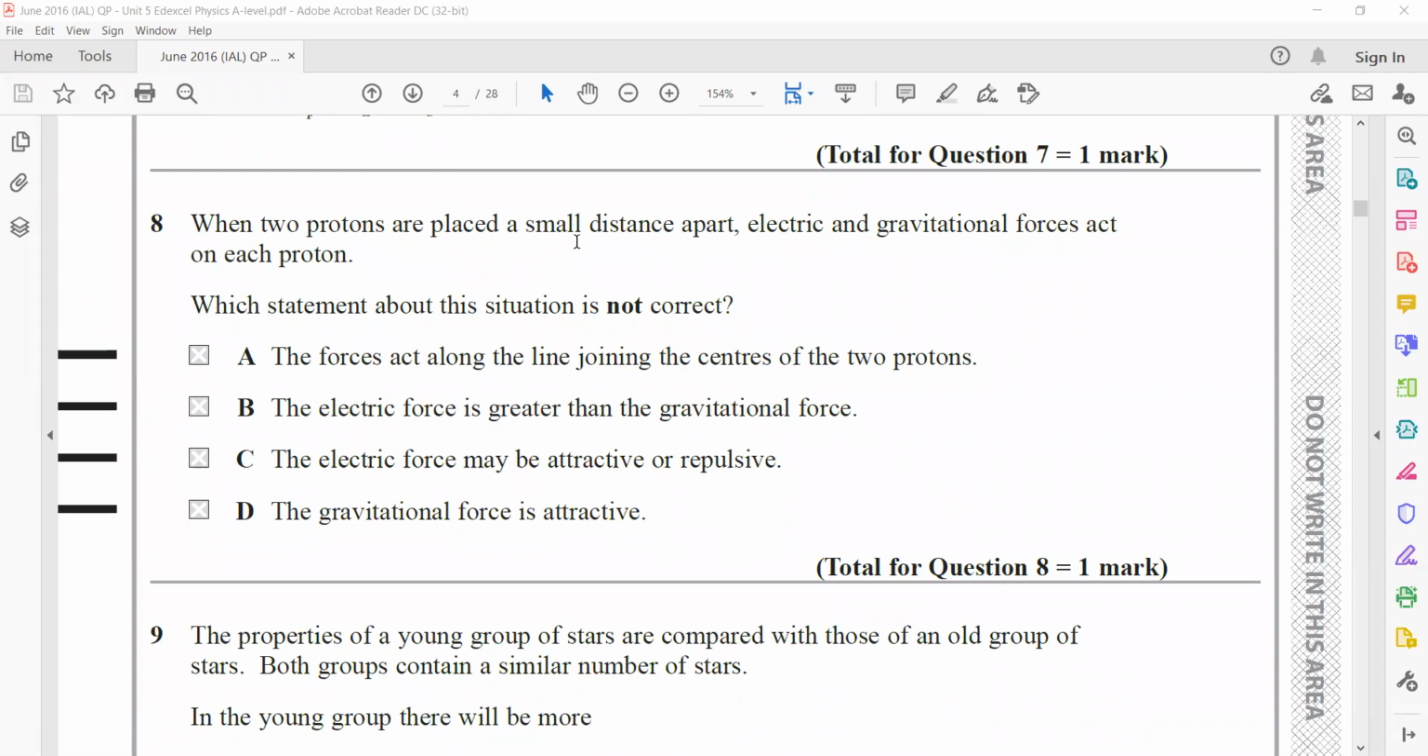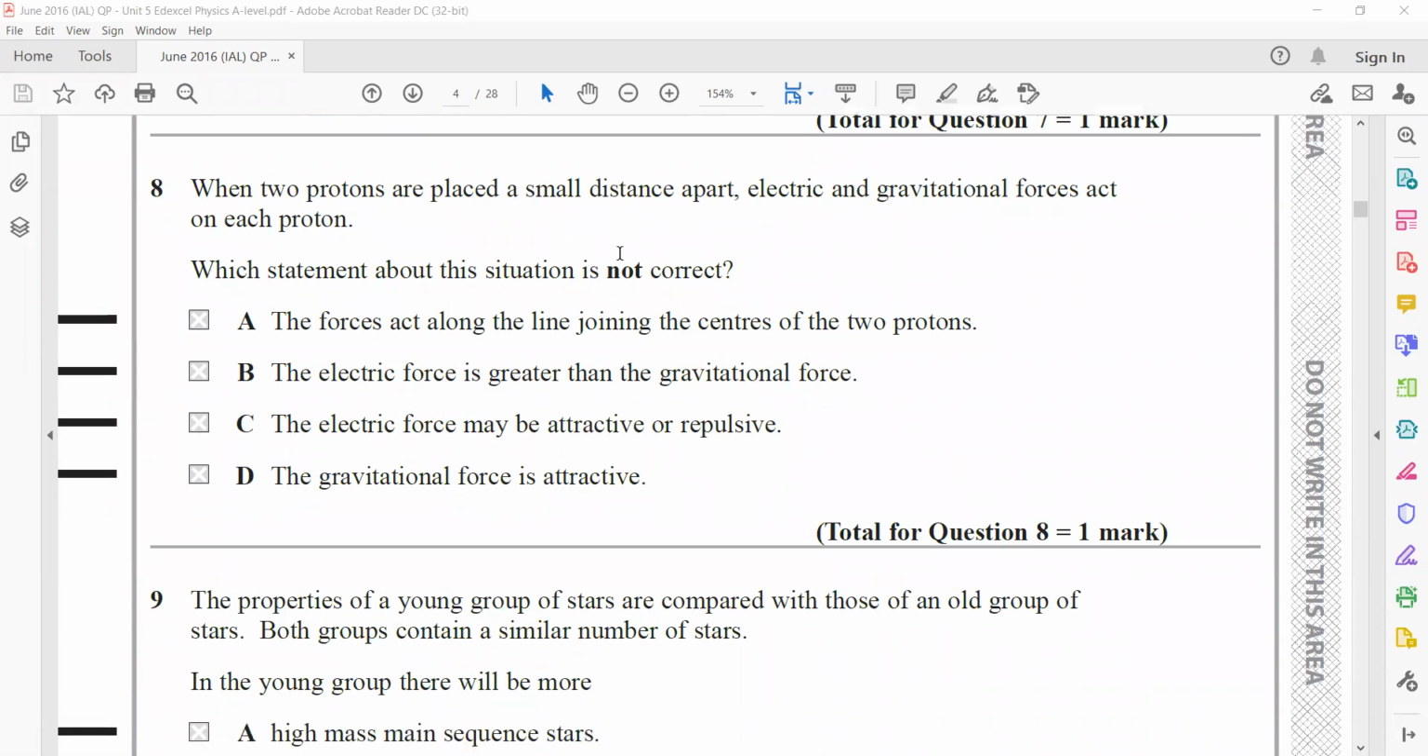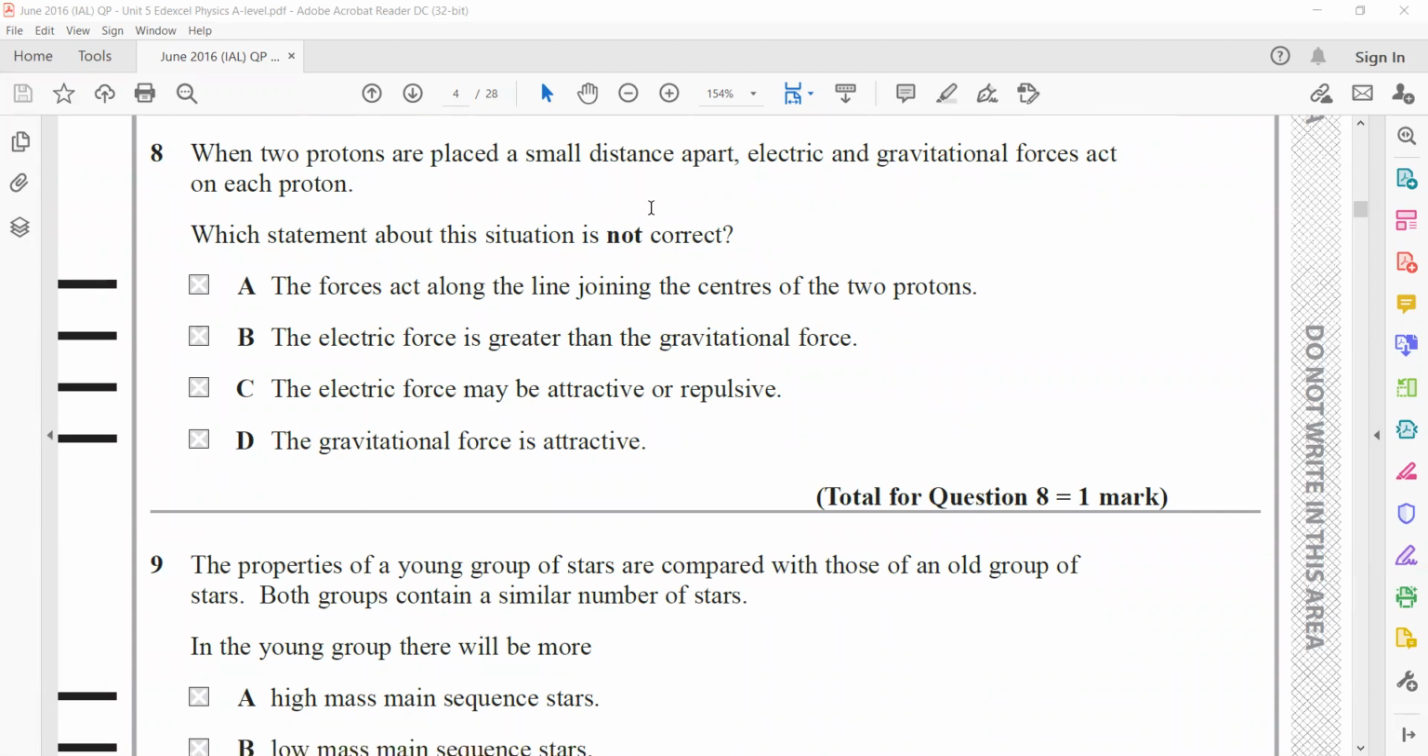When two protons are placed a small distance apart, electric and gravitational fields act on each proton. Which of the statements about this situation is not correct? The force acts along the line joining the centers, that's true. The electric force is greater than gravitational, that's right, because the value of K is higher. The electric force may be attractive or repulsive, that's wrong, because these are two protons, it will always be repulsive. The gravitational force is always attractive, that's also a true statement.